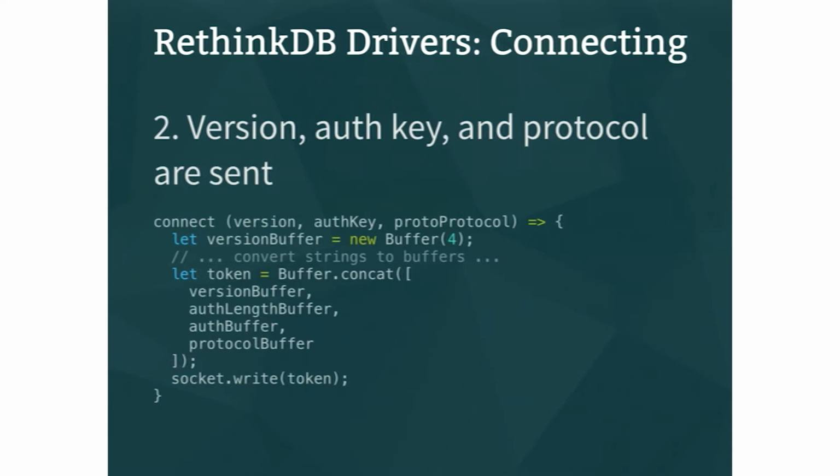And we create a buffer for the version. We create a buffer for the length of the auth key and the auth key, so that we know how long that auth key will be and we can read it correctly. And then we create a buffer for the protocol version, okay? And then we just send those off to the server, right?